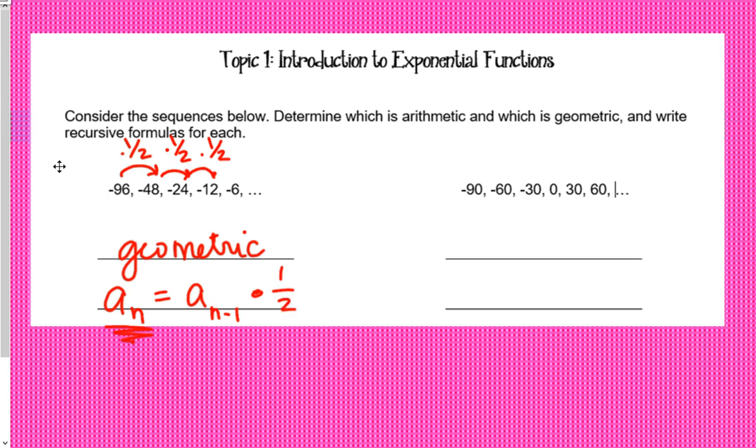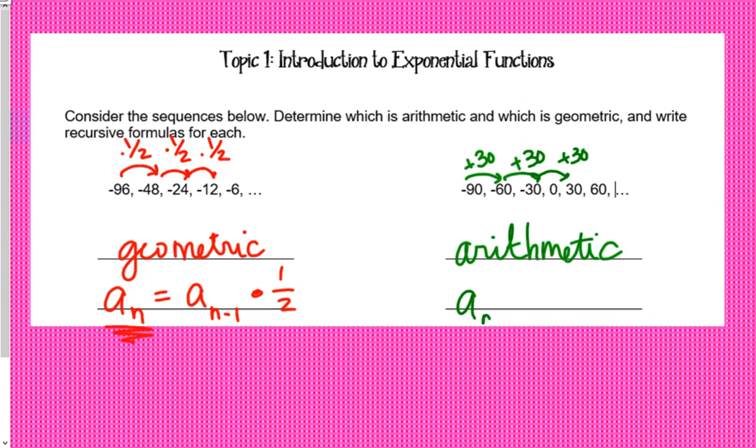Okay, over here, this sequence I see is also, oh, it doesn't decrease actually, it's increasing, but this one is increasing by addition. So we've got a common difference that's being added over and over, so that means this is arithmetic. Arithmetic is when you add or subtract over and over. So this recursive sequence also starts with a sub n and a sub n minus 1, but the thing that I'm doing to the term before over and over is I'm adding 30.